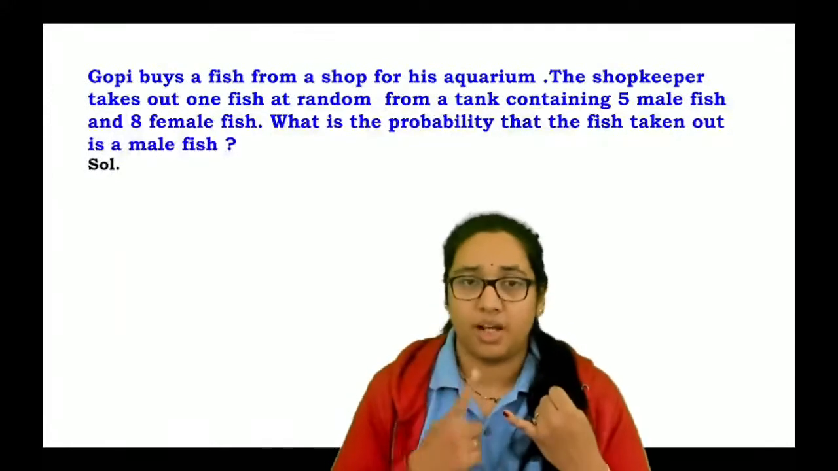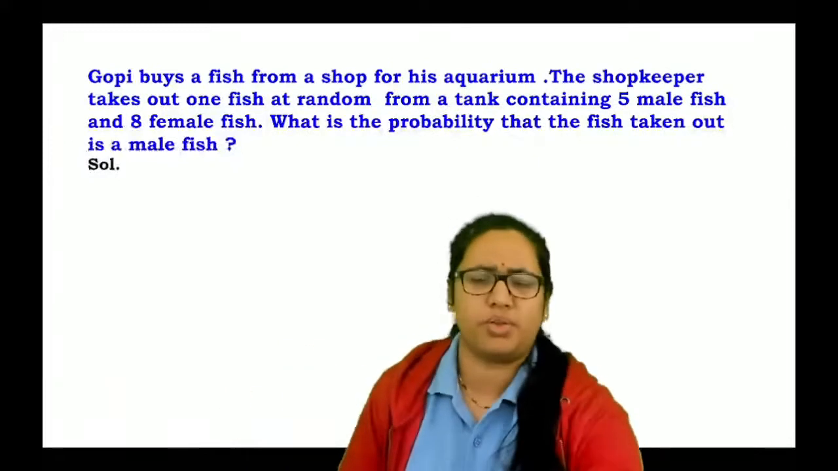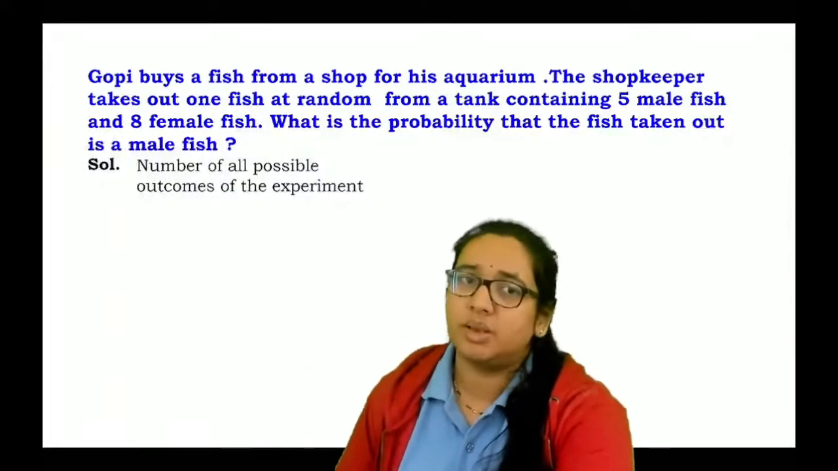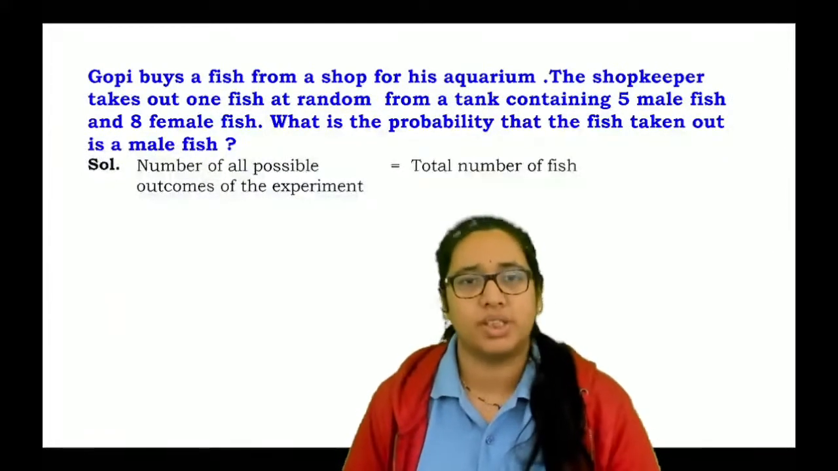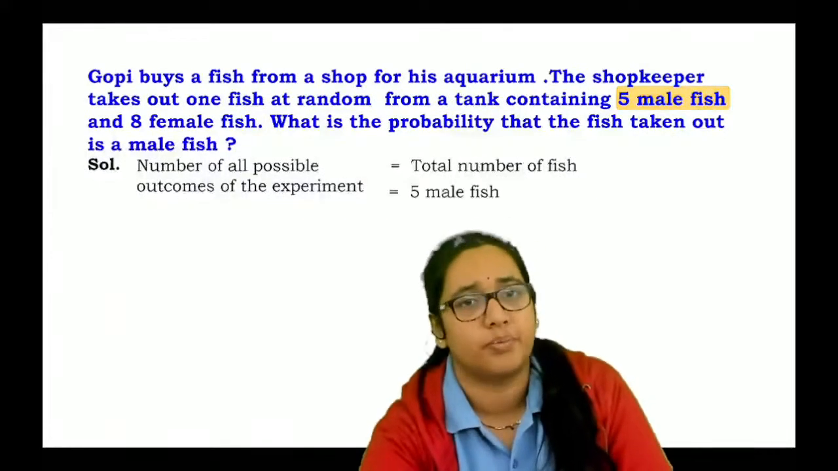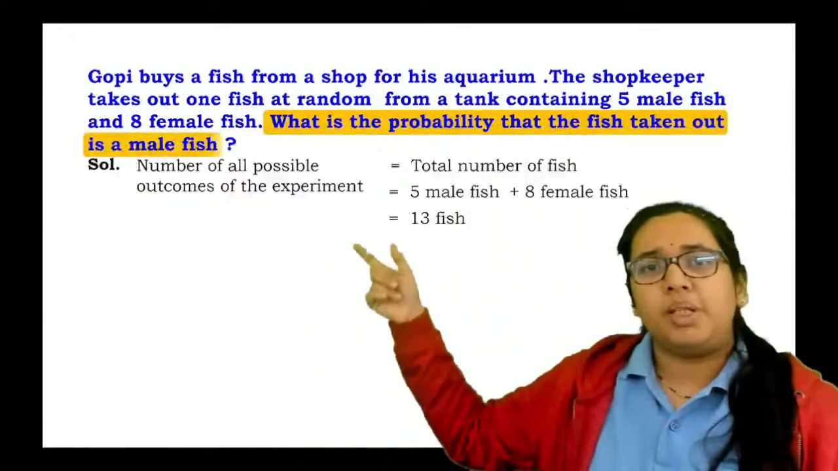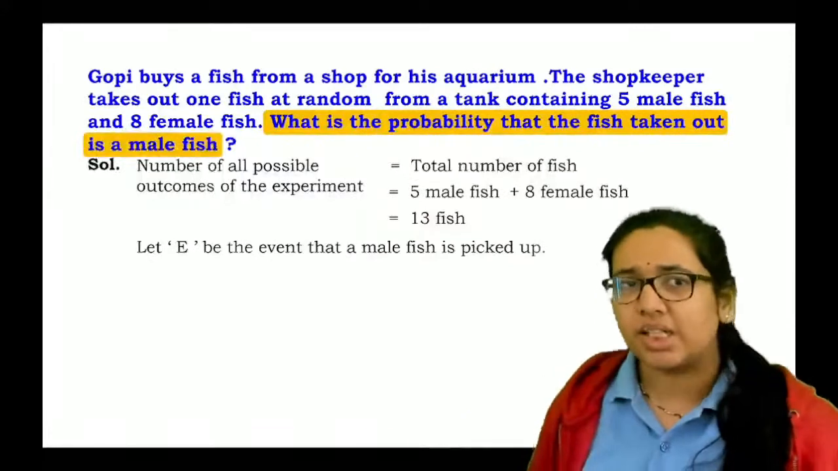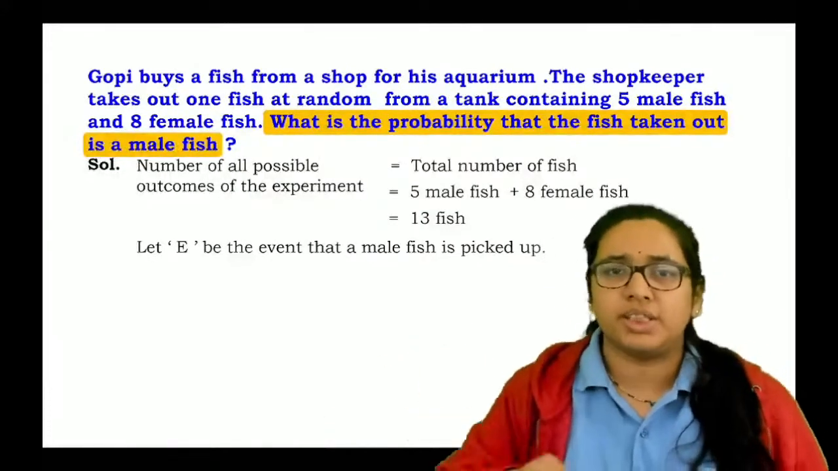Again, you have the total outcomes, which you will get as 5 plus 8, which is nothing but 13. See, the number of all possible outcomes of this experiment is the total number of fish, which is 5 plus 8, which is 13. So, probability that the fish taken out is a male fish. Let E be the event that a male fish is picked up.